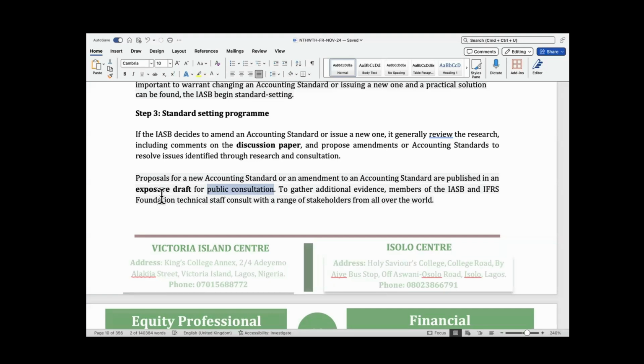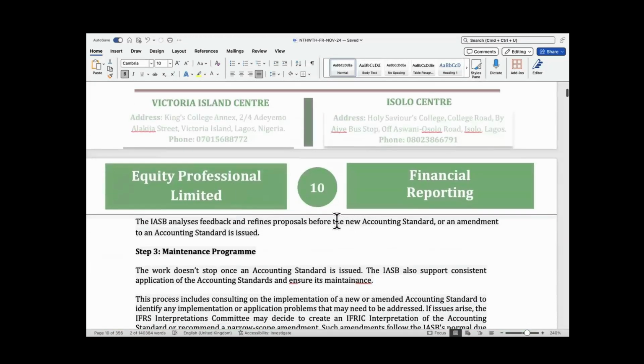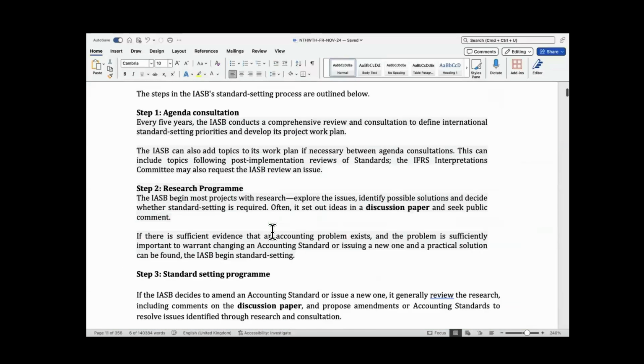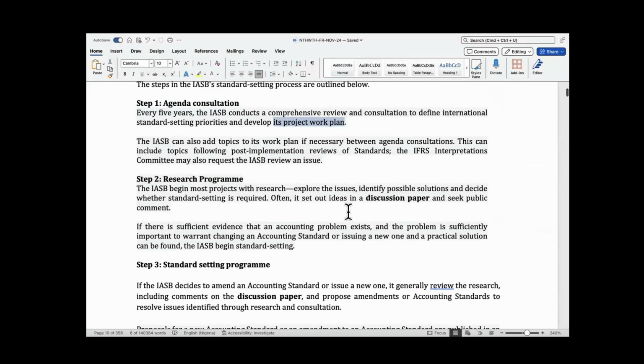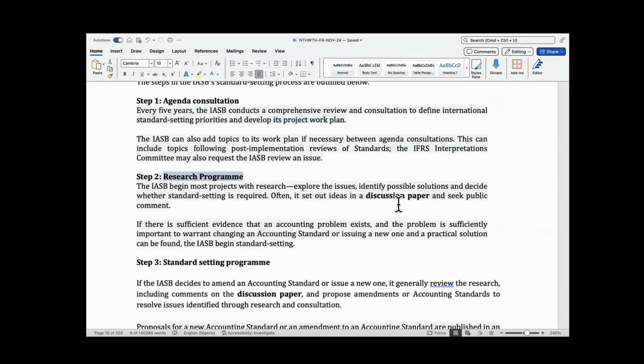So after the exposure draft, they can narrow down from the comments of people, then they would issue an accounting standard, or it might be an amendment to an existing standard. And that's the process, right? So step 1, agenda consultation. Majorly the work they do here is develop a work plan. Step 2, which is the research. So which is the work plan, they will research on it. They document those problems in a discussion paper, which they will send to the public.